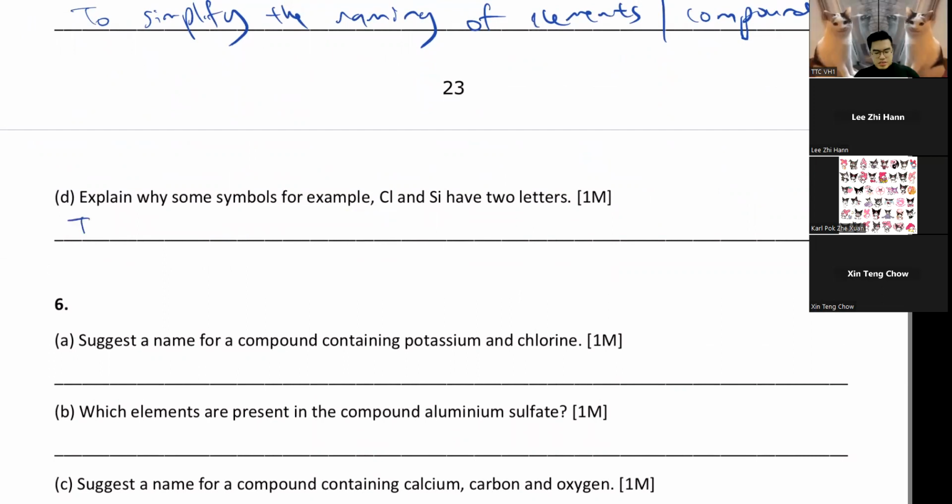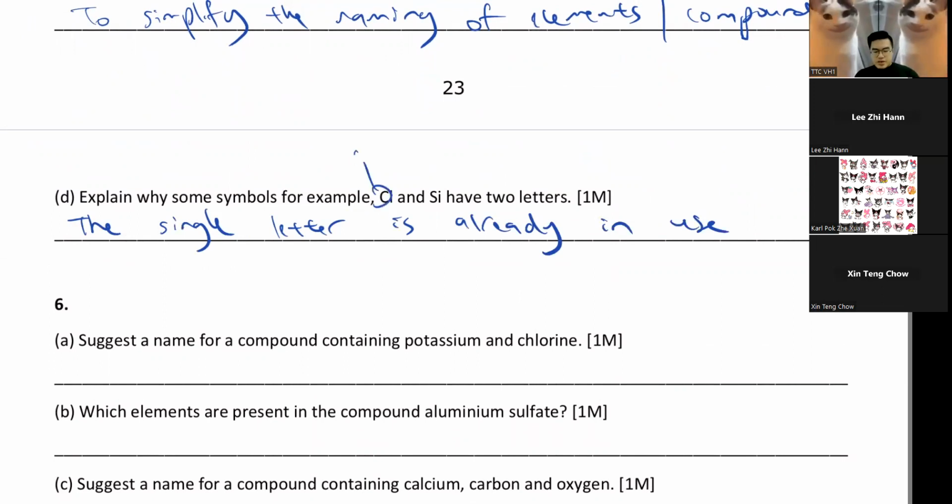D, explain why some symbols, for example, Cl and Si have two letters. Because the single letter is already in use, right? Like C is already carbon, S is already sulfur. So you have to think of another alphabet. The single letter is already in use.